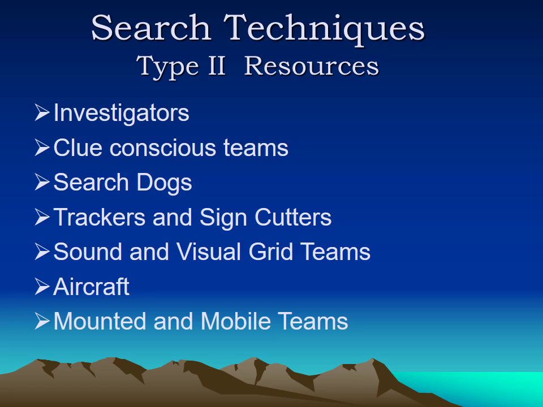The resources of the Type 2 search are the same as the Type 1: investigators, teams that are always clue conscious, search dogs, trackers and sign cutters, sound and visual grid teams, aircraft, and mounted and/or mobile teams.